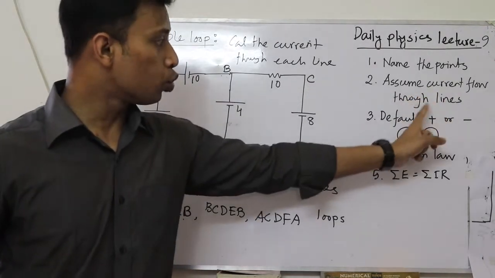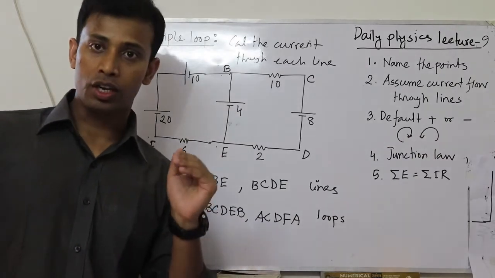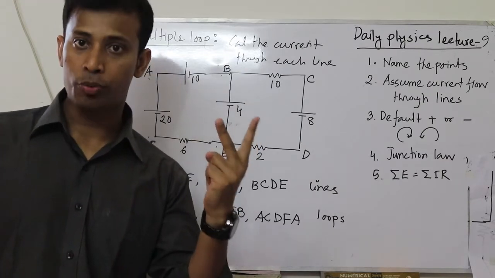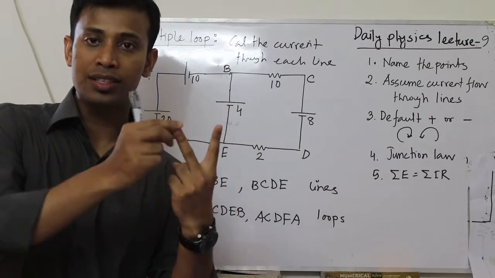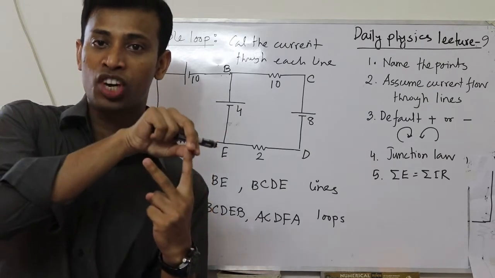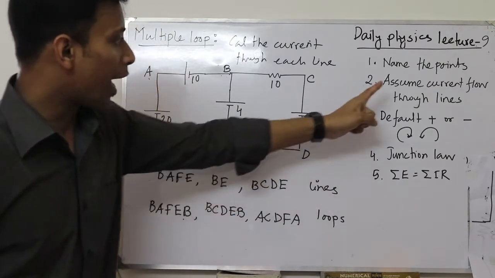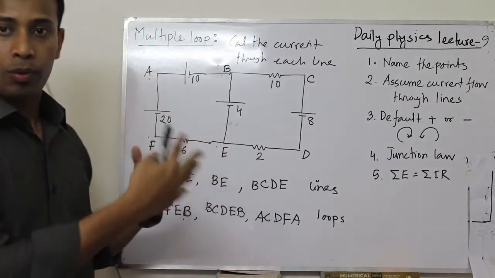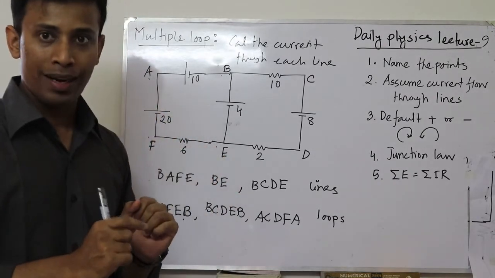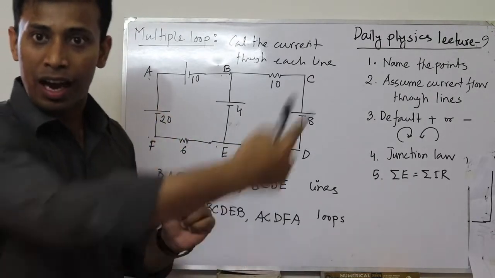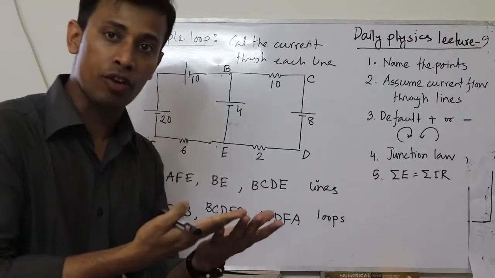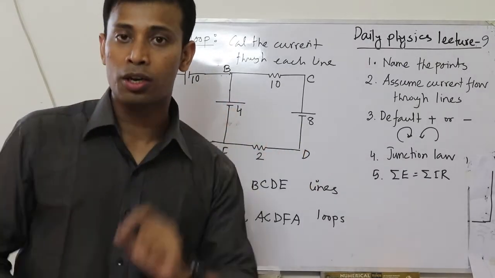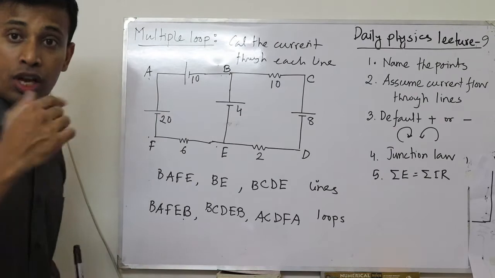Assume current flow through lines. While solving a circuit by using Kirchhoff's law, you have to assume 2 things, in step 2 and in step 3. In step 2, you have to assume current flow through lines. It doesn't matter how many lines you have, as there are lines, there will be current flows, and you have to assume the direction of current flow. As you don't know the value or the direction, you have to assume it.